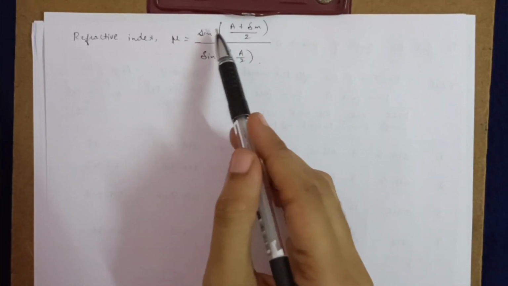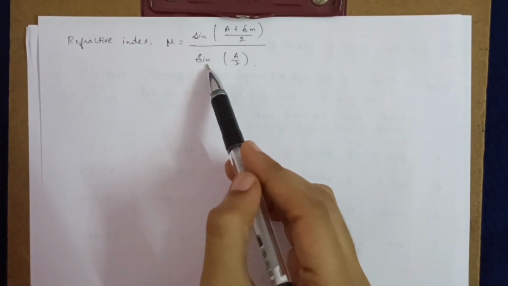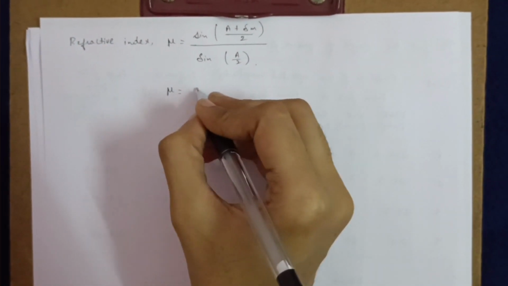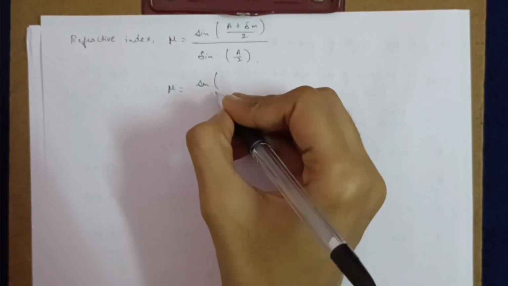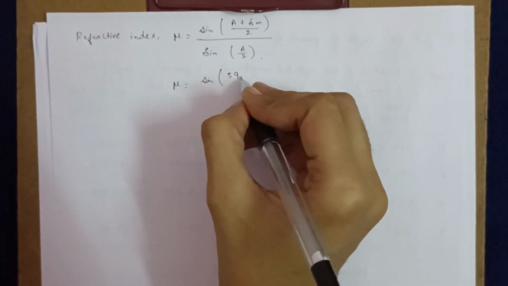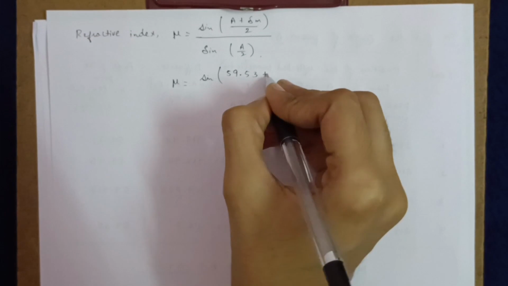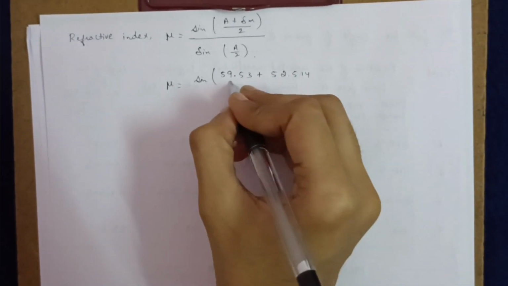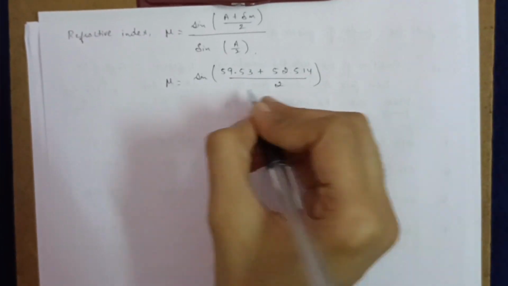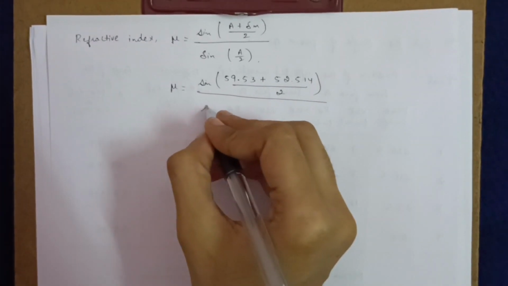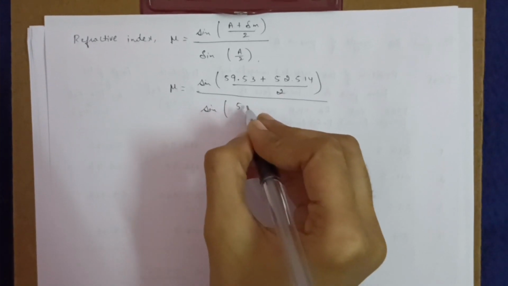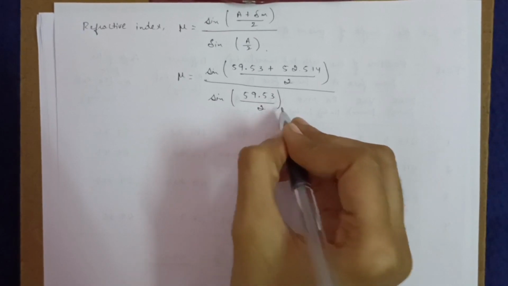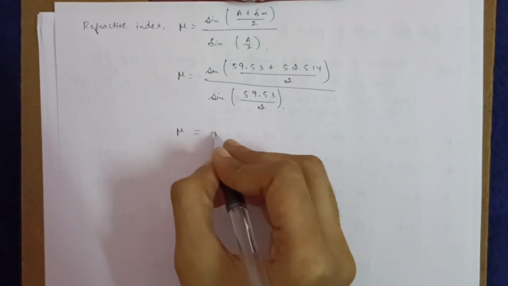For that, we have the formula: refractive index mu is equal to sine of (A plus delta m) by 2, divided by sine of A by 2. By substituting the obtained values, we get sine of (59.53 plus 52.514) by 2, divided by sine of 59.53 by 2. By calculating, we will get the refractive index of the prism as 1.67.